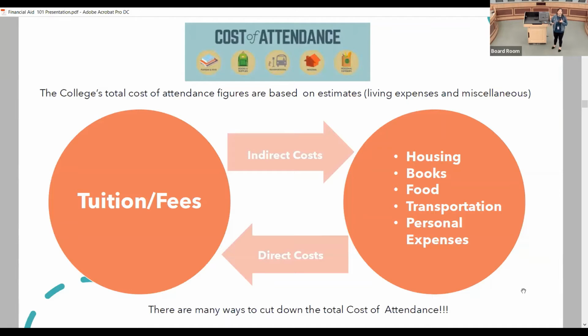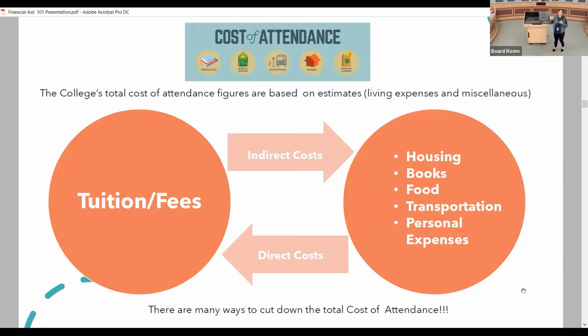So I tell students and families, these schools estimate cost of attendance high because they're including everything it costs for a student to go to school. So your tuition, your fees, your books, your papers, your pencils, your socks, your shoes, your toilet paper, everything it costs for you to go to school. Okay. But I want you to see up here, there are direct costs like your tuition and fees that we don't have control over. And then there are indirect costs that we as families have control over.